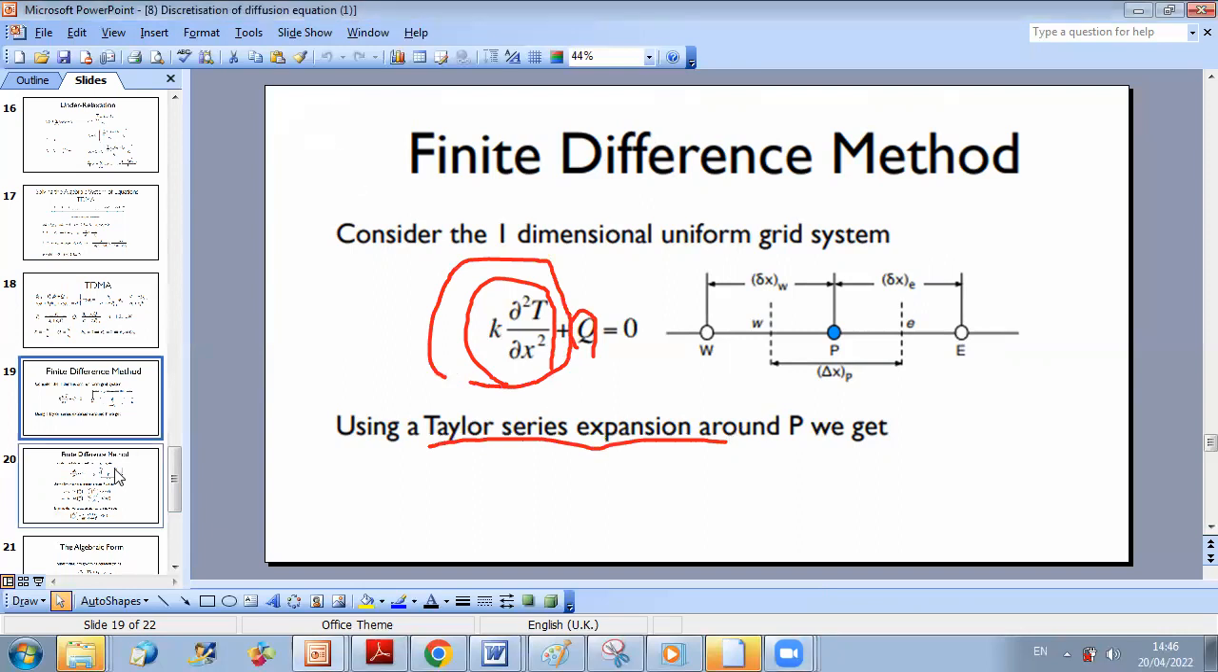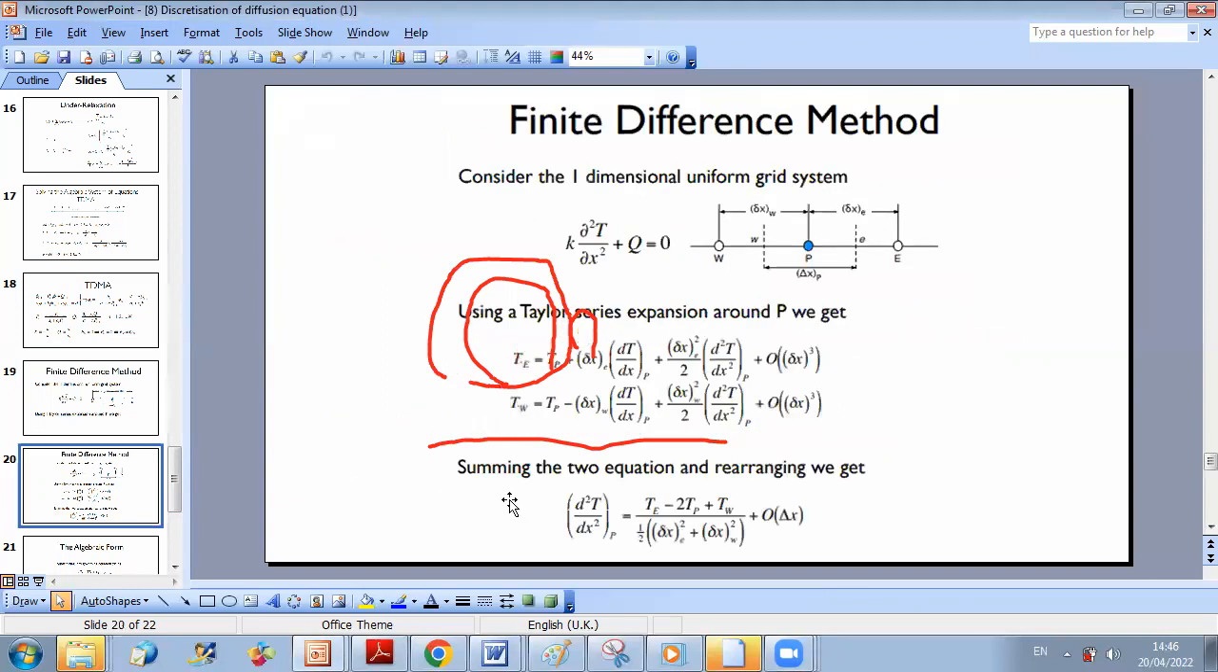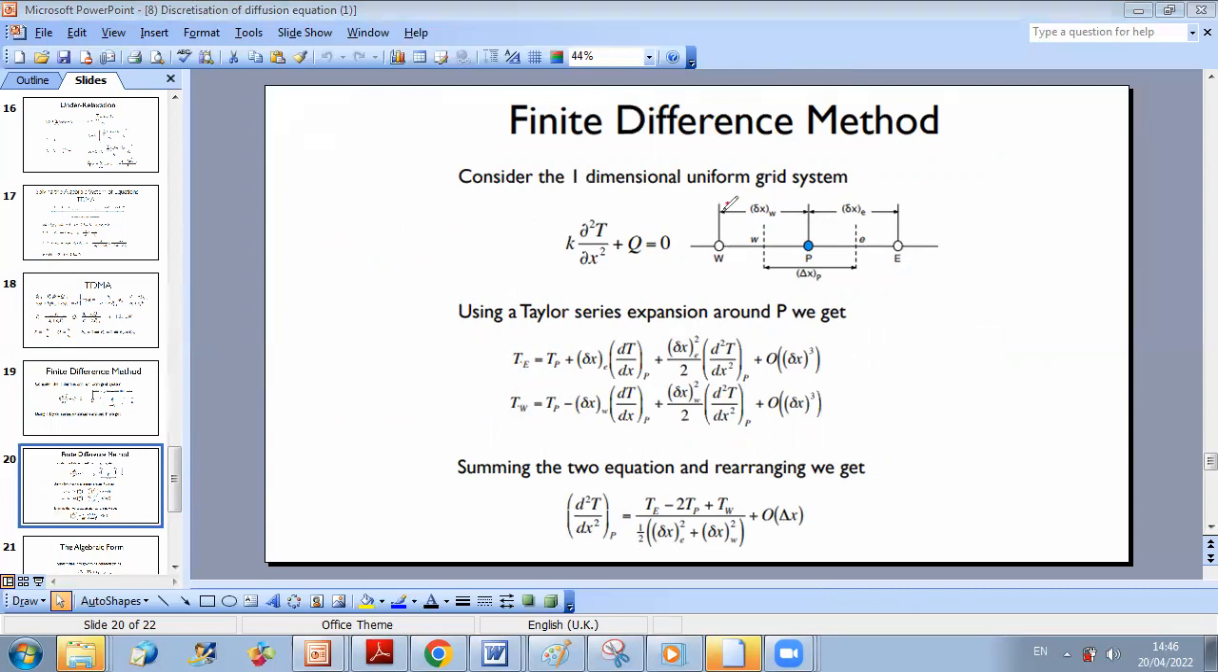So all we have to do then is to say, let us consider a uniform grid. That means delta x P equals delta x w equals delta x e. That is, the distance between centers here will be equal to delta x. And this will simplify the expressions a little bit, okay?